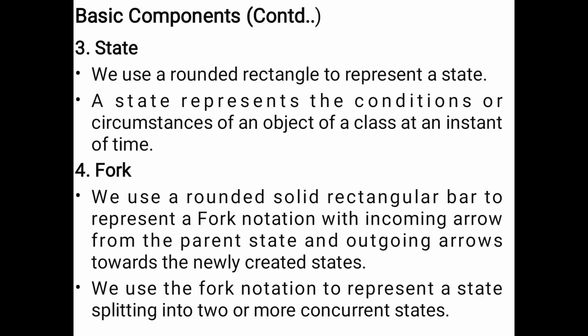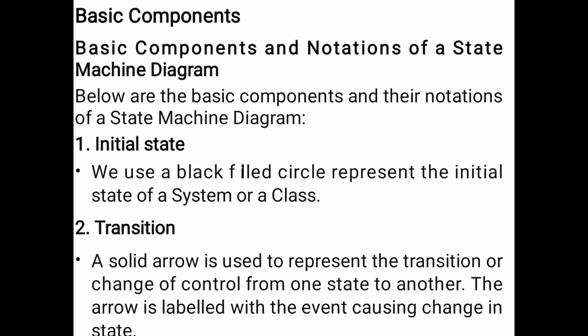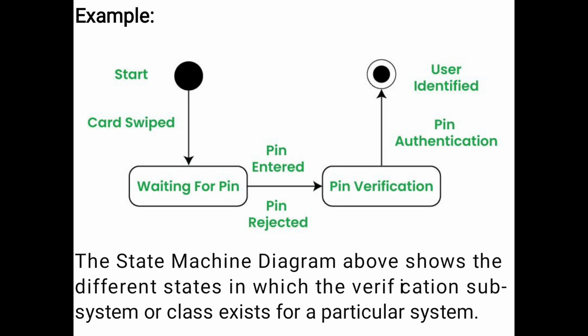Then state. We use a rounded rectangle to represent a state. A state represents the condition or the circumstance of an object of a class at a particular instant of time. Then we have a fork, which is a rounded solid rectangular bar to represent a fork notation with an incoming arrow from the parent state and an outgoing arrow towards the newly created state.